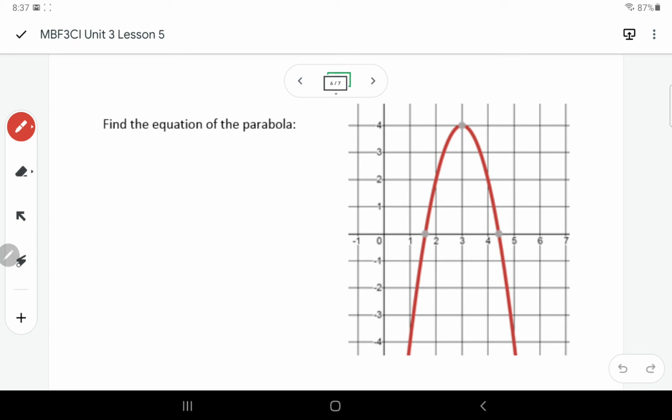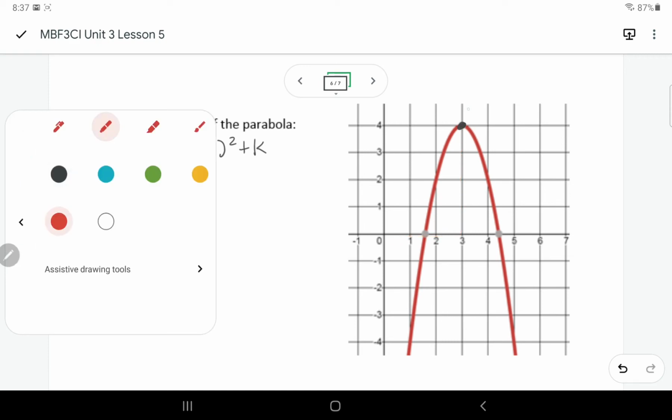The second last example here, we're kind of going in the opposite direction. We want to find the equation of this parabola. So I know that the equation of a parabola is y = a(x - h)² + k. And I know that the vertex tells me about h and k. That's why this is called vertex form. So to get to this vertex, I'm going over 3 to the right and up 4.